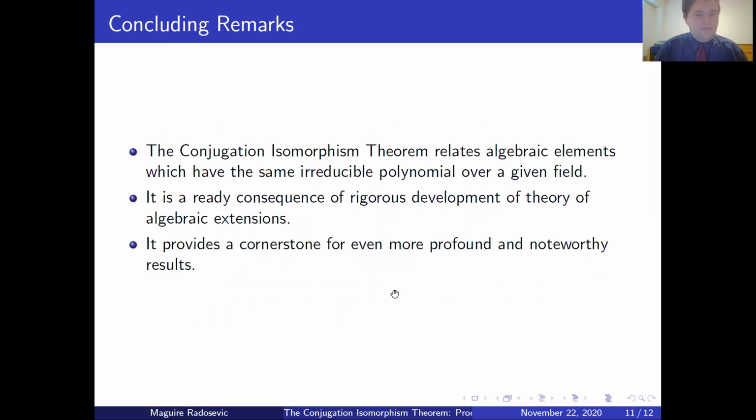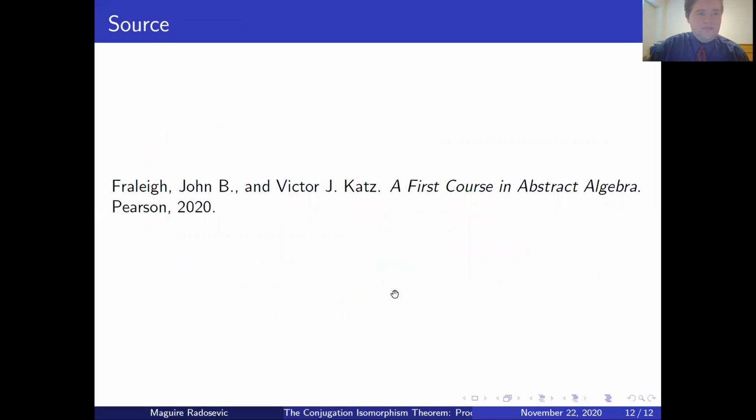In conclusion, the conjugation isomorphism theorem relates algebraic elements. It's a ready consequence of the rigorous development of theory that we've developed over a long period of time, and it is a cornerstone for even more profound and noteworthy results.